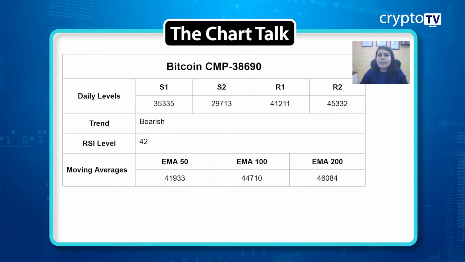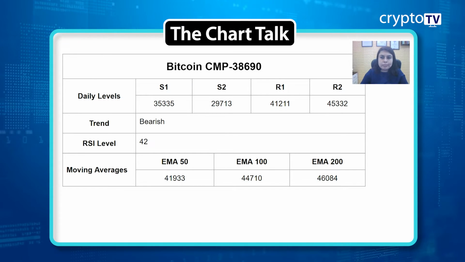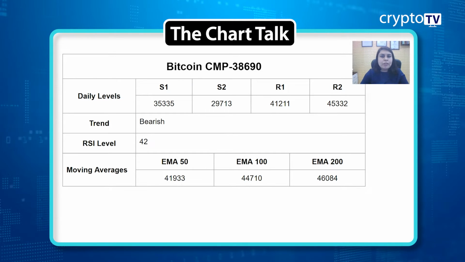We are also getting an RSI level at 42. If you look at the RSI, which is below 50, you can consider the buying weak. You can say that there is buying, but very few people are actually taking up buy positions because everyone is very bearish on this particular cryptocurrency. Now if you talk about the moving averages, here I'm using the exponential moving averages for 50, 100 and 200 days. The 50 EMA level is at 41,933, the 100 EMA is at 44,710, and the 200 EMA is at 46,084.